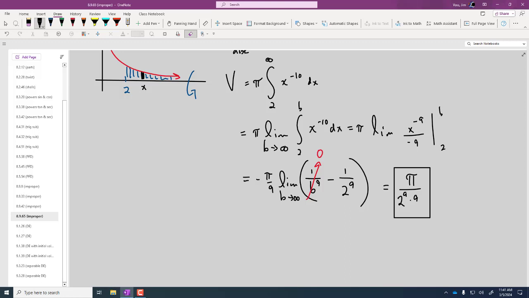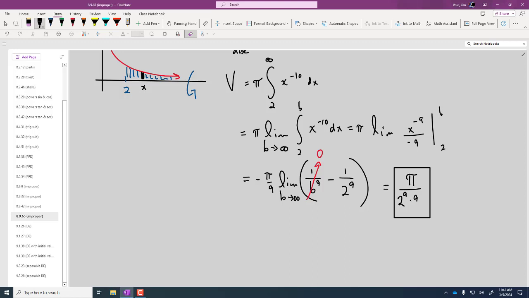So finite, as we expected. A very small amount though. A very little bit of volume. A very small volume. Anything divided by 2 to the 9th is a small amount.